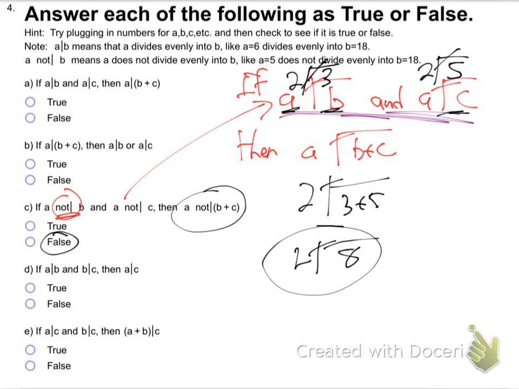How about D? Try D. If A divides B and B divides C, then A divides C. Try that.